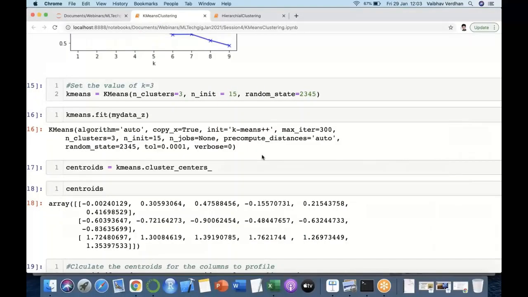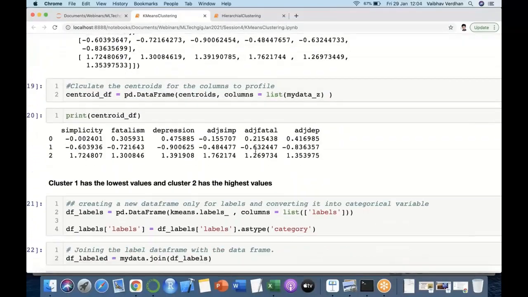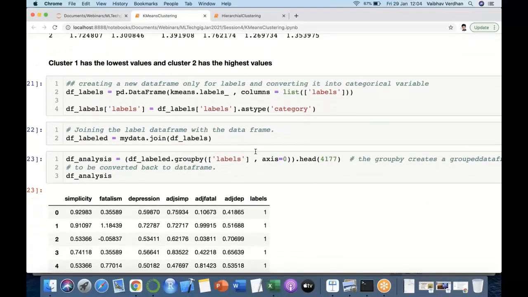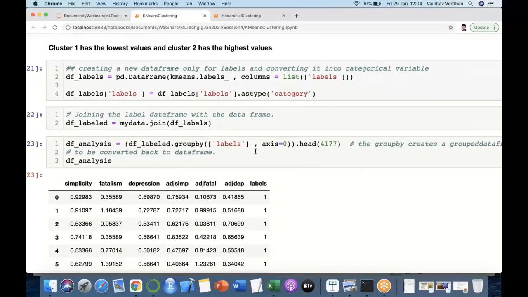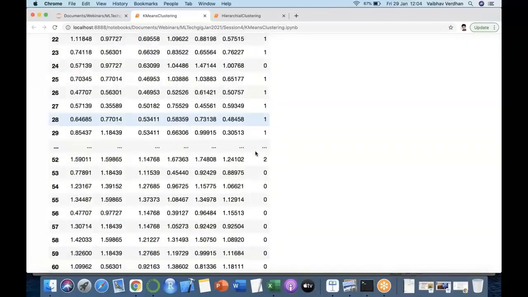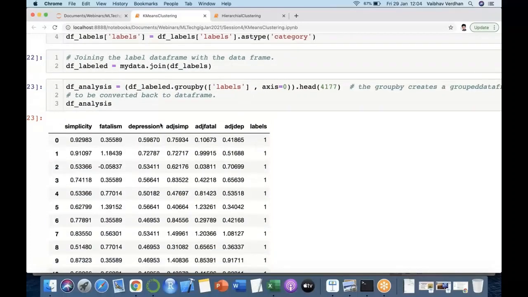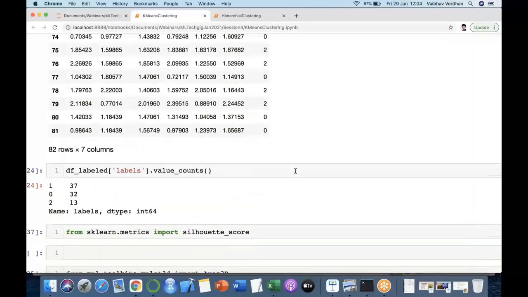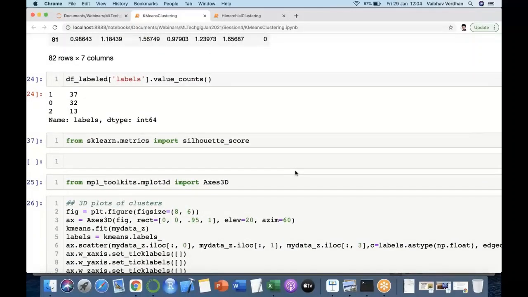Okay, so coming back to the code. I'm testing with different values of K, and based on that, I'm getting different values of centroids. For different values of 1, 2, 3 and 4, I'm getting different values of centroids. And for each observation, we have assigned a cluster label. Then I would measure the accuracy of my method.